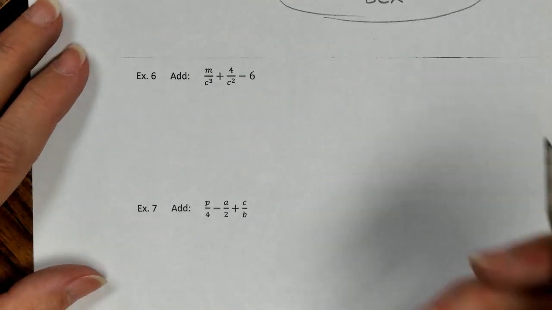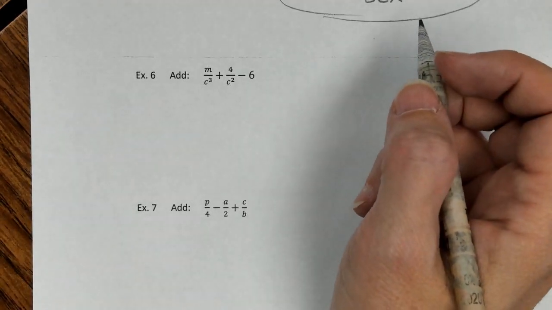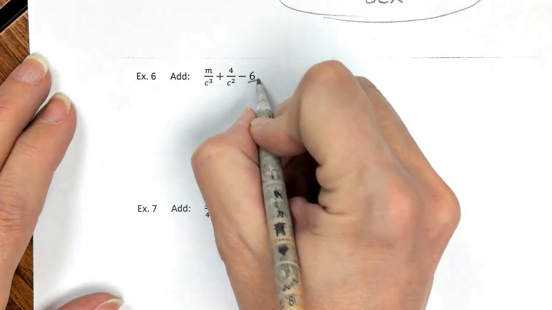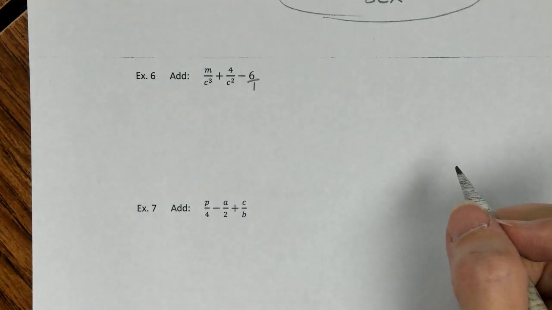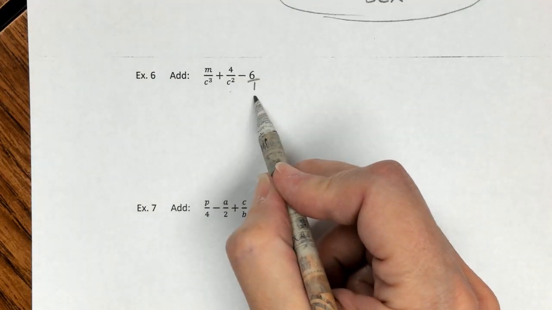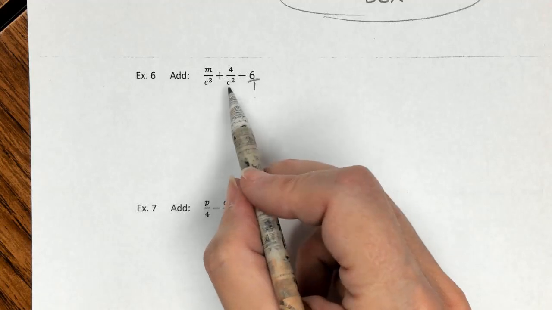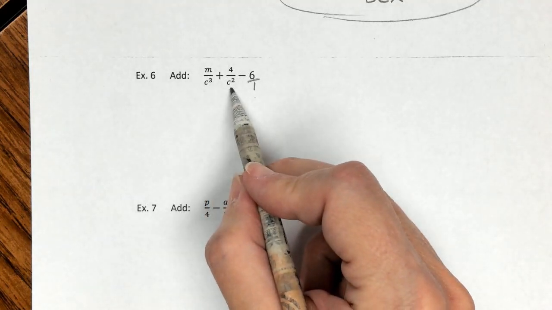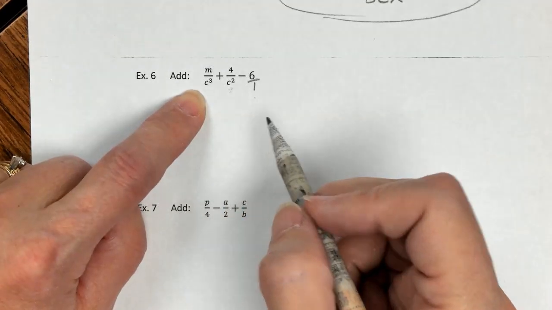That's all there is. On the next one here, we have a whole number. I'm going to go ahead and put that over 1. So when I'm looking at these, my least common denominator is the least common multiple of these three denominators. Remember, for the least common multiple, use the highest exponent. So these both have c's. We need the highest exponent. We're going to have c cubed as our denominator.